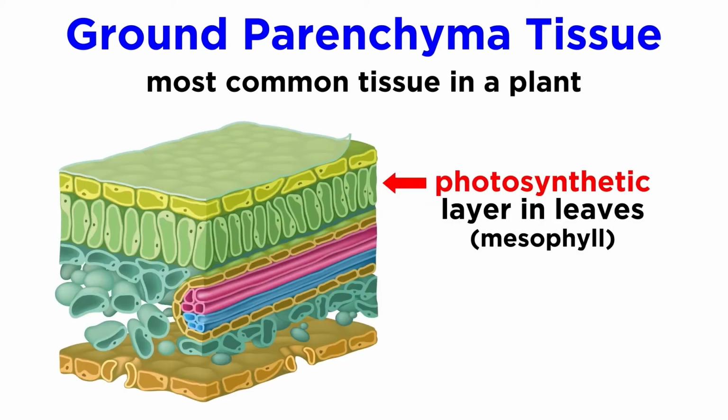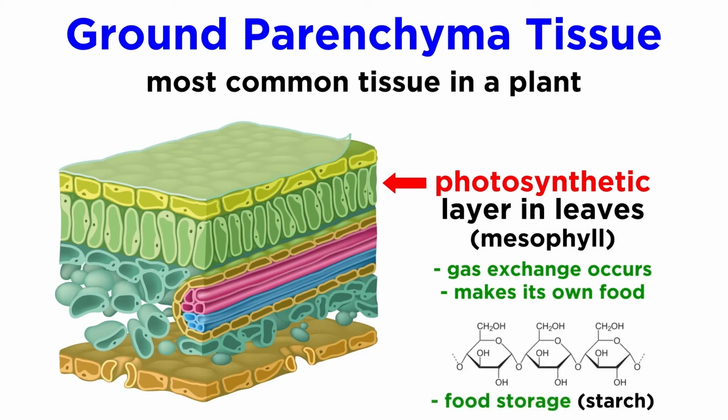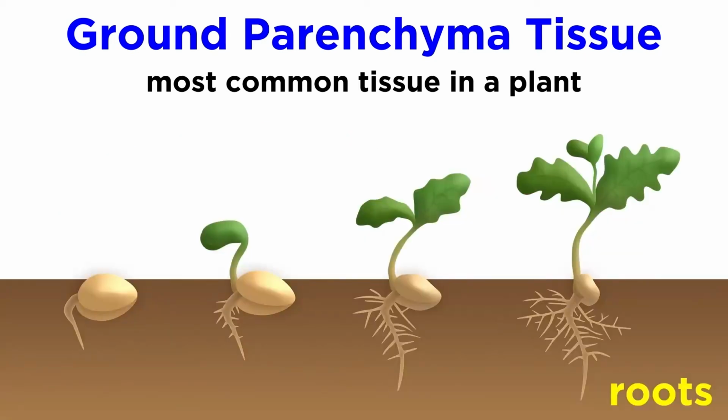Parenchyma tissue is responsible for the photosynthetic layer in leaves, called the mesophyll, where the plant performs gas exchange and creates sugars, making its own food. Parenchyma tissue is also how a plant stores excess energy in the form of starches, which are complex polysaccharides. Starch-filled parenchyma tissue can be found in a plant's roots, and parenchyma tissue also makes up the majority of a seed, so that the starches can feed the embryonic plant until it's able to photosynthesize on its own.